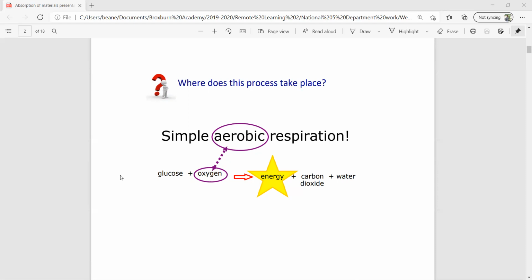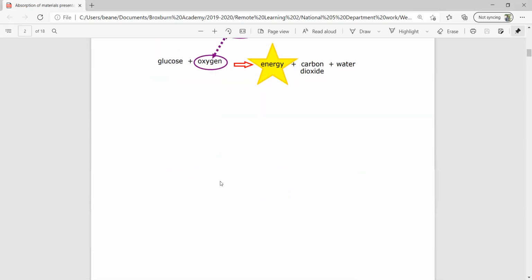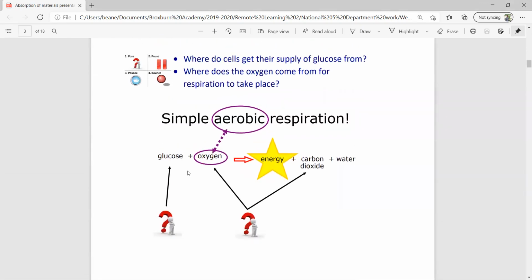And within those cells, it would take place in the cytoplasm for the first stage, and then the mitochondria for the second stage. So for aerobic respiration to take place, we need to think about the two substances that cells require. So we've got glucose plus oxygen gives us energy, carbon dioxide, and water. So what this is telling us is that all cells do need glucose and oxygen. So where do these things actually come from? Where do cells get their supply of glucose from? Where does the oxygen come from for all this respiration to take place?